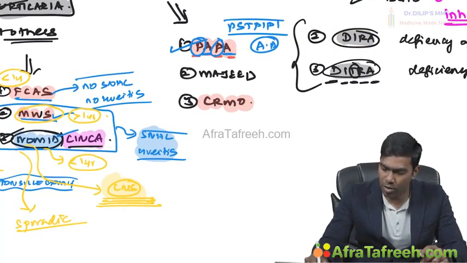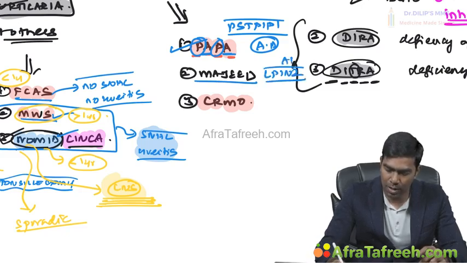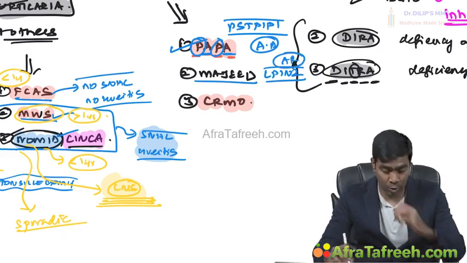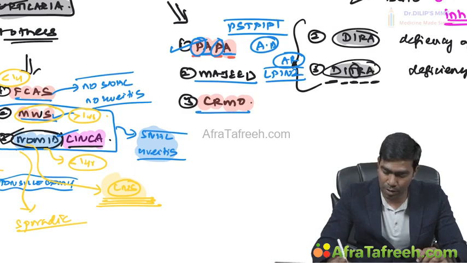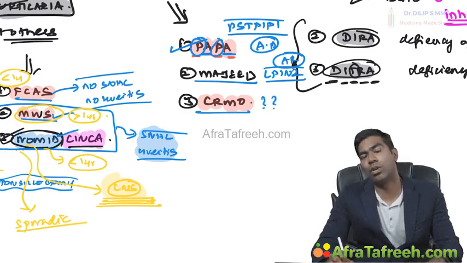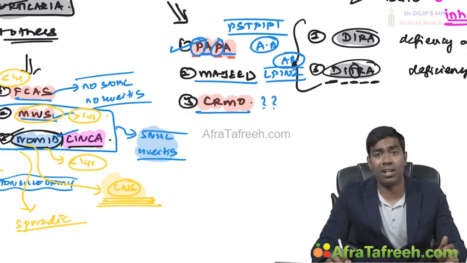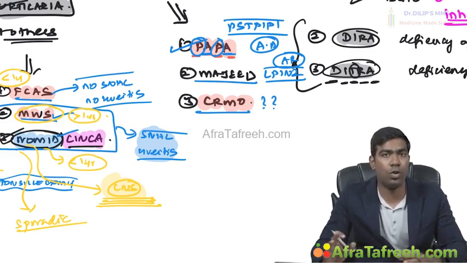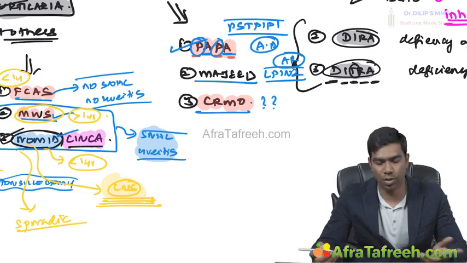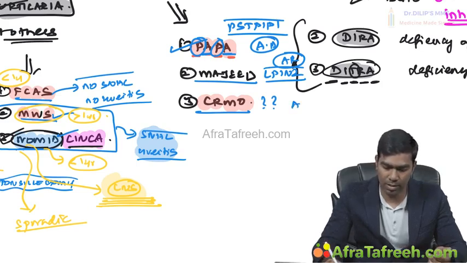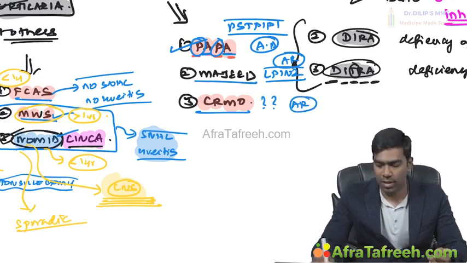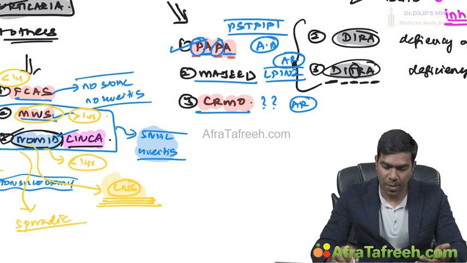And Majeed syndrome is due to the LPIN2 gene, with autosomal recessive inheritance. And CRMO, we don't know the gene. Like I told you for PFAPA, we don't know the gene. Similarly, here also we don't know the gene, but we know that it's inherited as autosomal recessive. So these are how we diagnose.